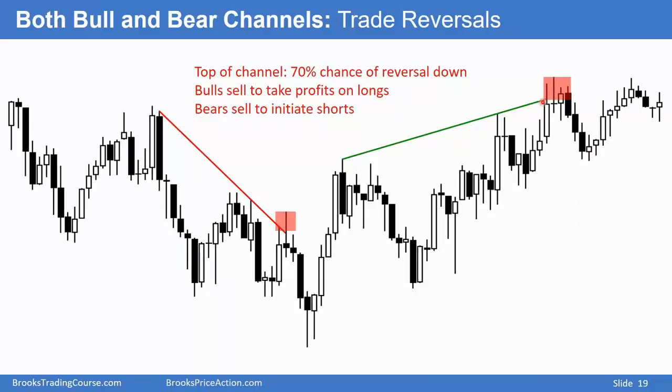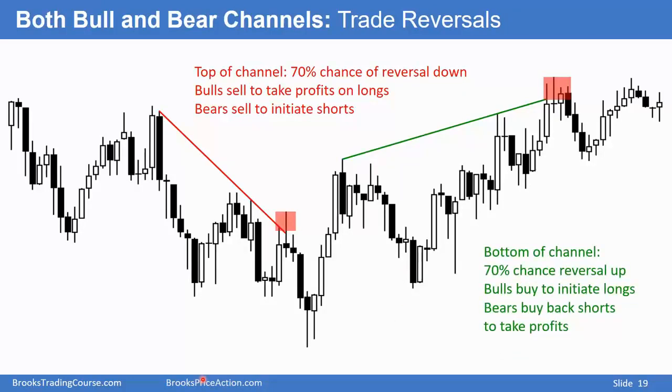This is a bull trend, and this is a bear trend. It does not matter that this is the top of a bear trend, and this is the top of a bull trend. 70% chance you're going to get some kind of a reversal, a tradable reversal. The same is true with the bottom of a channel. Here's the bottom of a bear channel, 70% chance point 3 will reverse up. Here's the bottom of a bull channel, 70% chance point 3 will reverse up. Point 1, point 2, I draw a line, this is point 3.